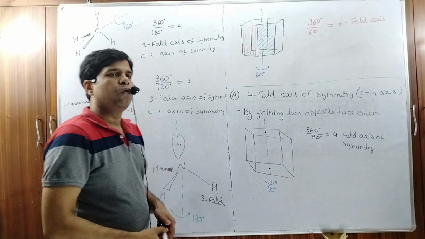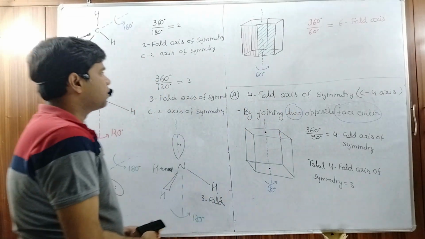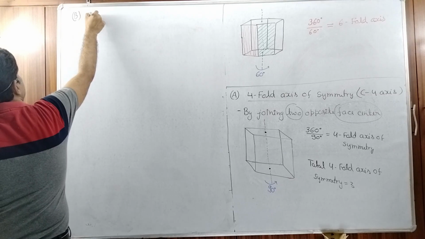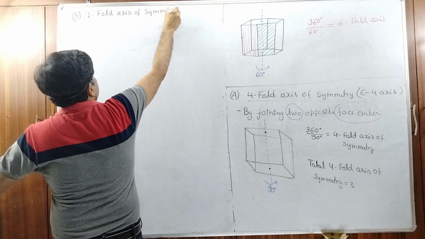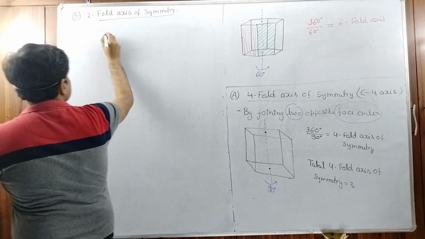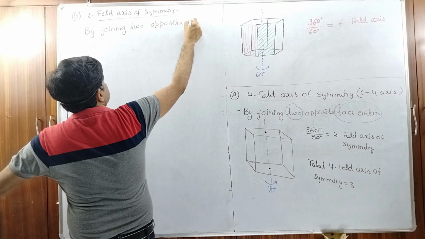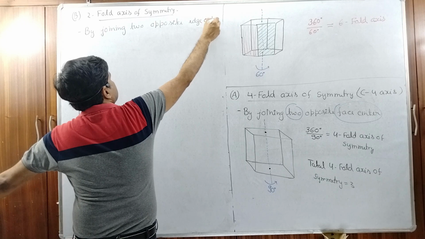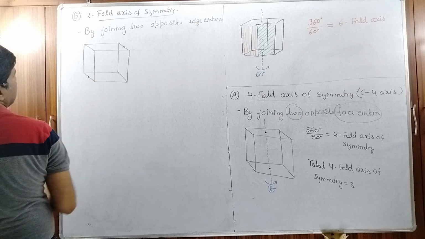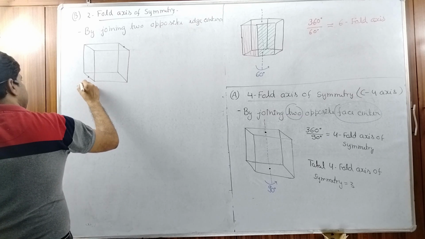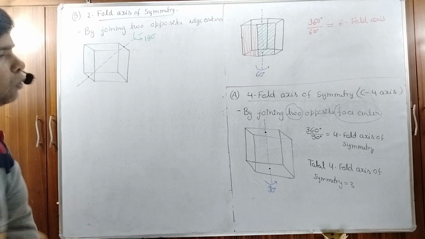How many 4-fold axes of symmetry are there in a unit cell? Total 4-fold axes of symmetry are 3. Now the 2-fold axis of symmetry. This 2-fold axis is obtained by joining two opposite edge centers. If I join these two opposite edge centers, this is the axis we have now. And if I rotate the molecule by 180, does it give the same structure?